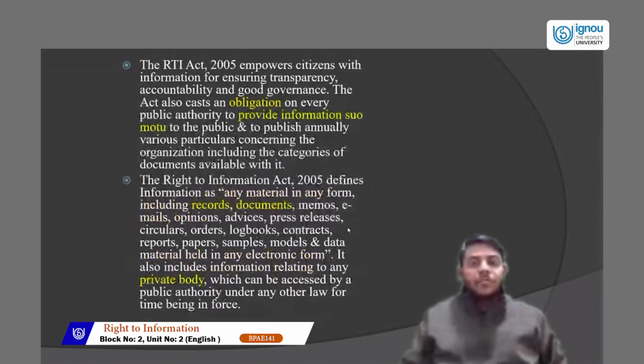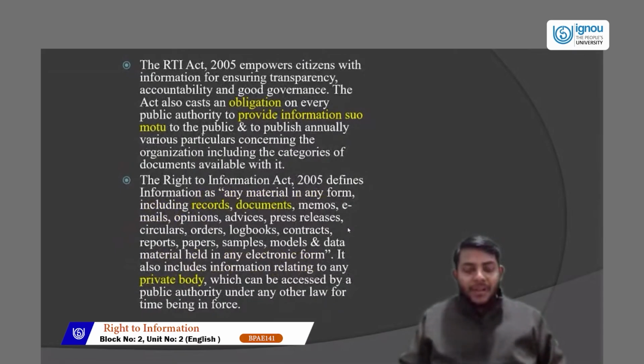And the RTI Act of 2005 has also empowered citizens with information in order to ensure transparency, accountability, and good governance. And this Act has also cast an obligation on every public authority to provide information to the public as well as to publish annually various particulars concerning the organization, including the categories of documents that are available with it.